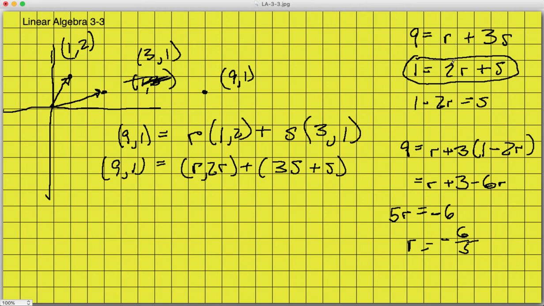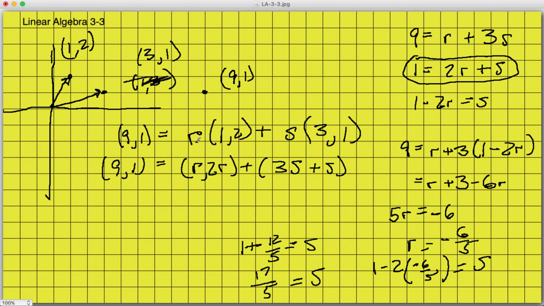If I come over here and substitute that back into here, I get that 1 minus 2 times R, well that's minus 6 over 5, is equal to S. And you can see over here that's going to be 1 plus 12 over 5 is equal to S. So 17 over 5 is equal to S.